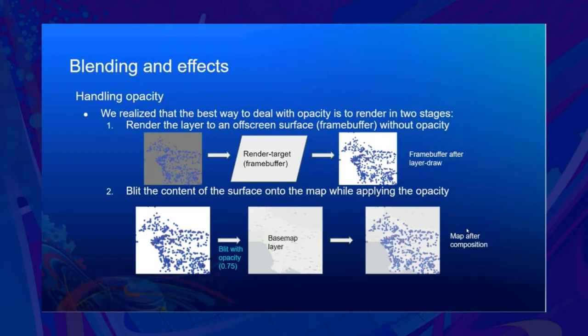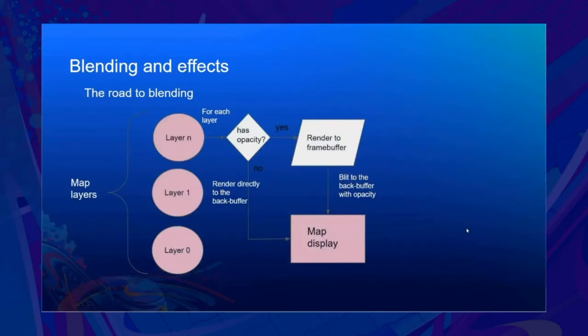In this case, we see that blitting the features with 75% opacity on top of the base map, and indeed the outcome has 75% opacity. Schematically, this is how it looks. We render the layers, of course, from the bottom to the top. And then for each layer, we check, does it have opacity? If it does not, then we render it directly onto the map or the map display. If it does, then we render it onto the render target and then blit it on top of the back buffer with the desired opacity.